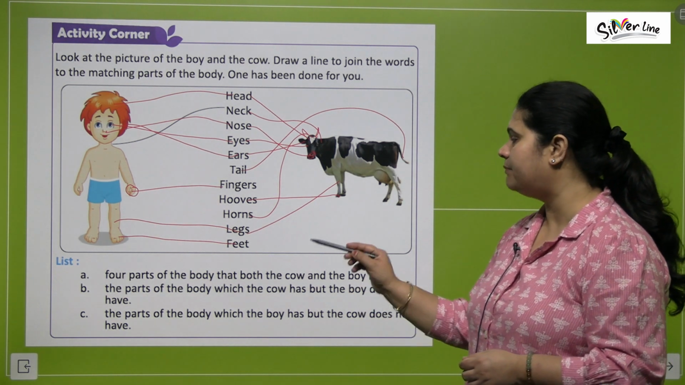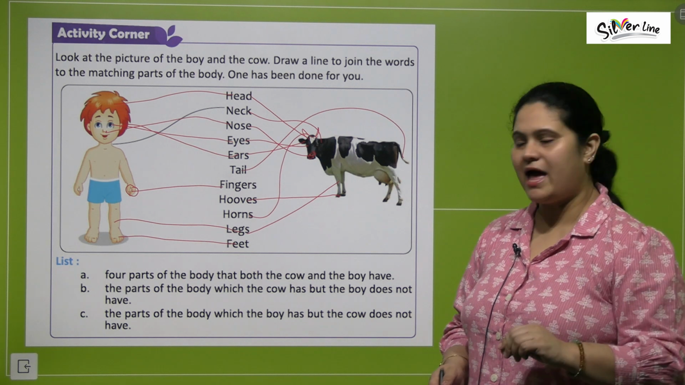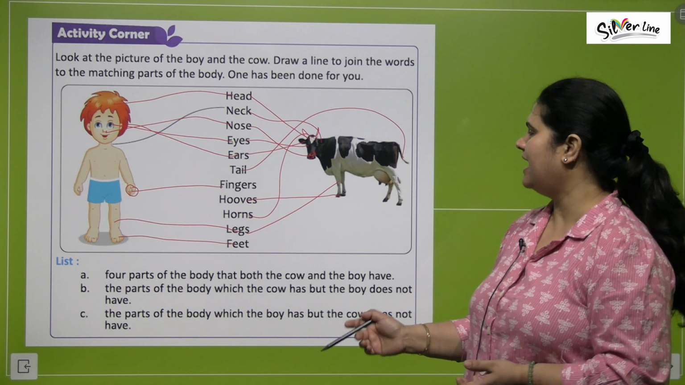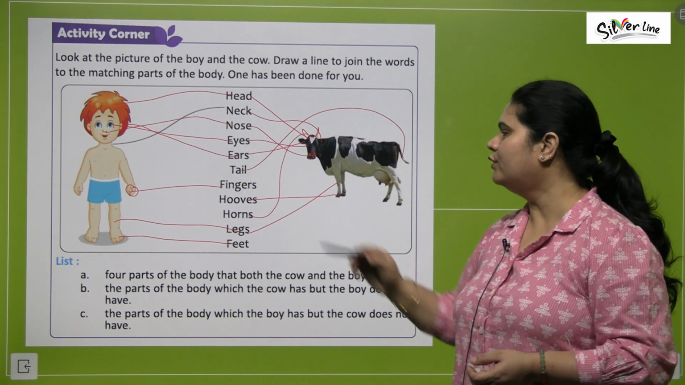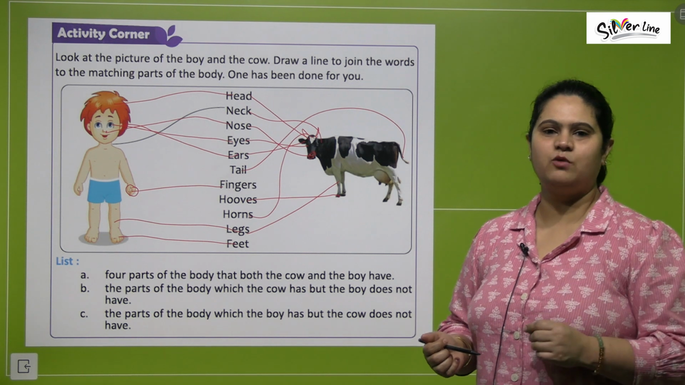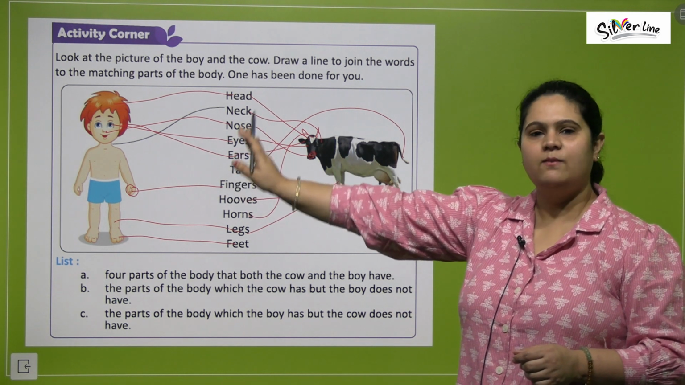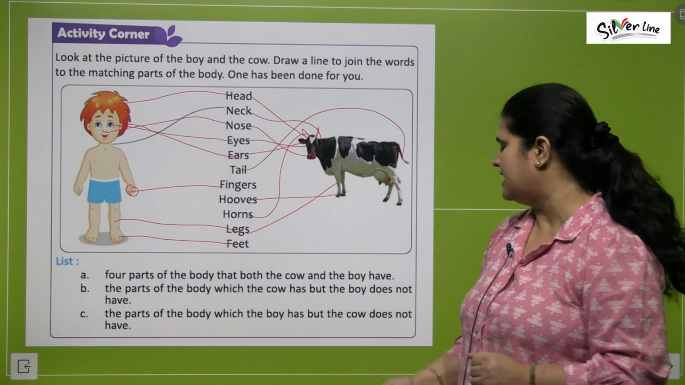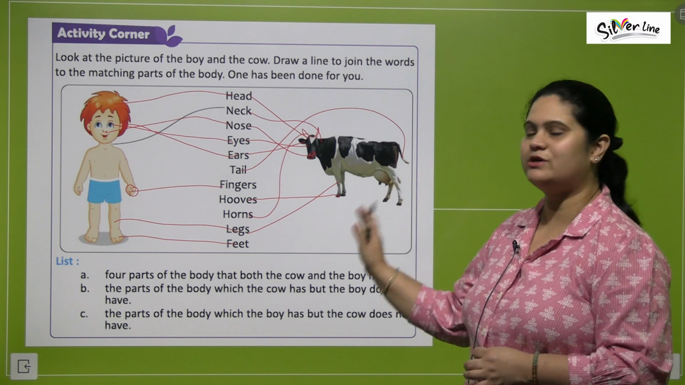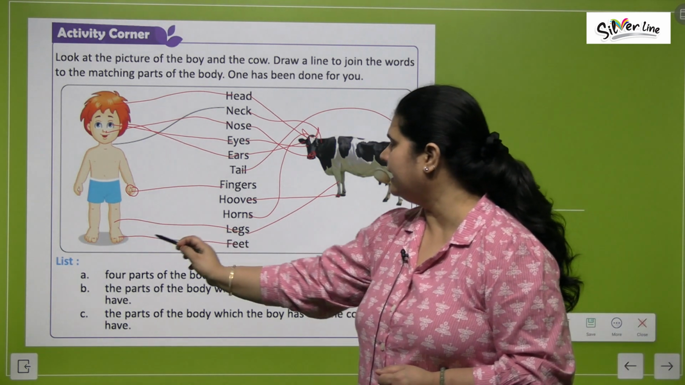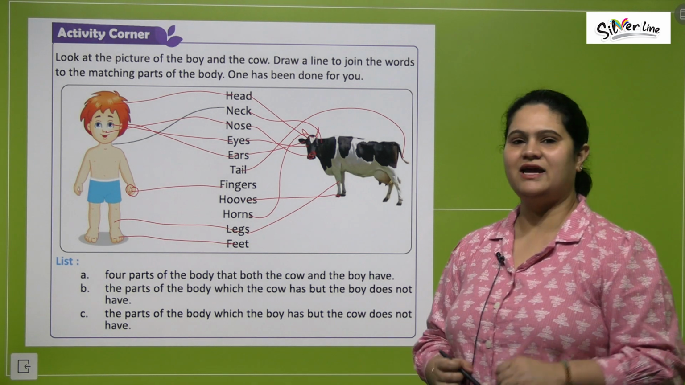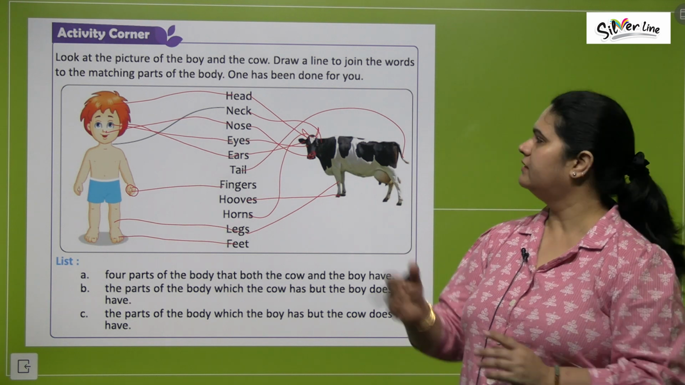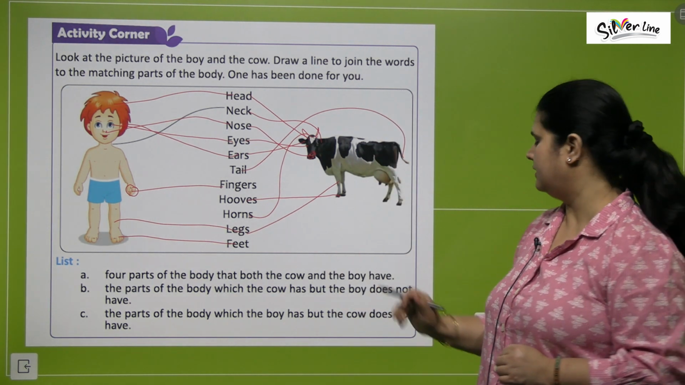Next, you have to list the parts of the body which the cow has but the boy does not have. ऐसे कौन से body parts हैं? Yes, tail, hooves and horns. These body parts are not possessed by the boy. Then list the parts of the body which the boy has but the cow does not have. Which are they? They are feet, fingers, right? These body parts are there only with the boy. Clear, everyone? All these parts of the body? Very good.